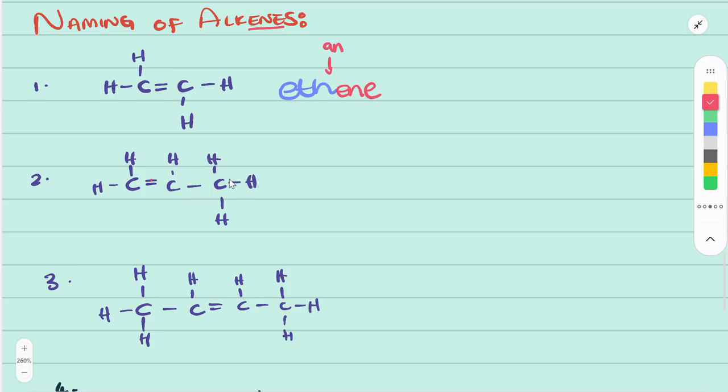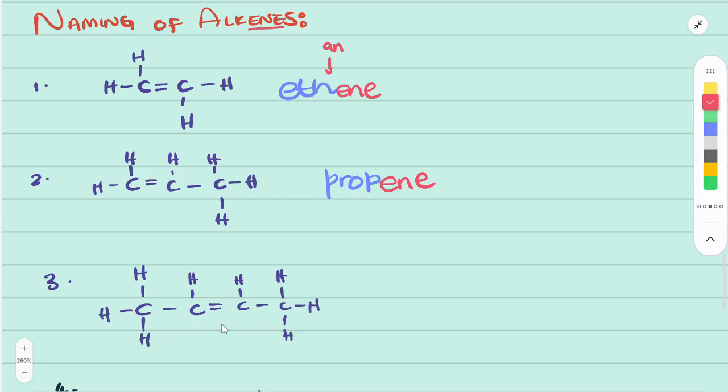Then let's go to the second one over here. So this second one has 3 carbons. So for the one with 3 carbons, we're going to say 3 is prop, right? And then we put the suffix ene. So then this is going to be propene basically.